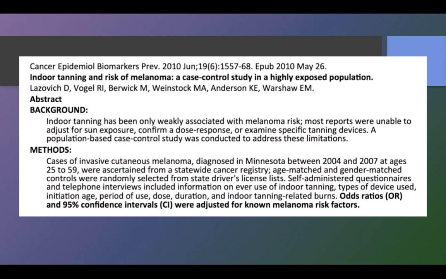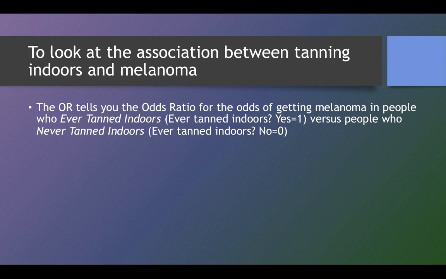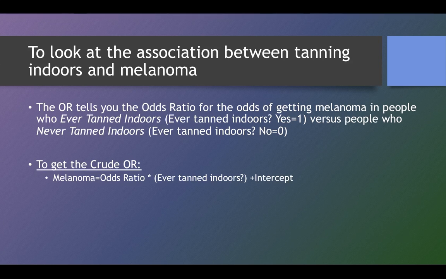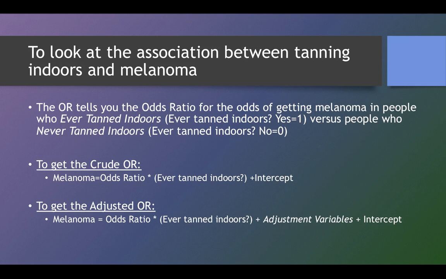Here is one real-world example of how you might see multivariate logistic regression models presented in the literature. We will practice additional examples in class. This is a study of how indoor tanning, the exposure, is associated with melanoma, the outcome. The odds ratio tells you the odds of getting melanoma in people who have ever tanned indoors versus people who have never tanned indoors. To get the crude odds ratio, the conceptual equation is melanoma equals odds ratio times ever tanned indoors plus intercept. To get the adjusted odds ratio, the conceptual equation is melanoma equals odds ratio times ever tanned indoors plus the adjustment variables plus the intercept.